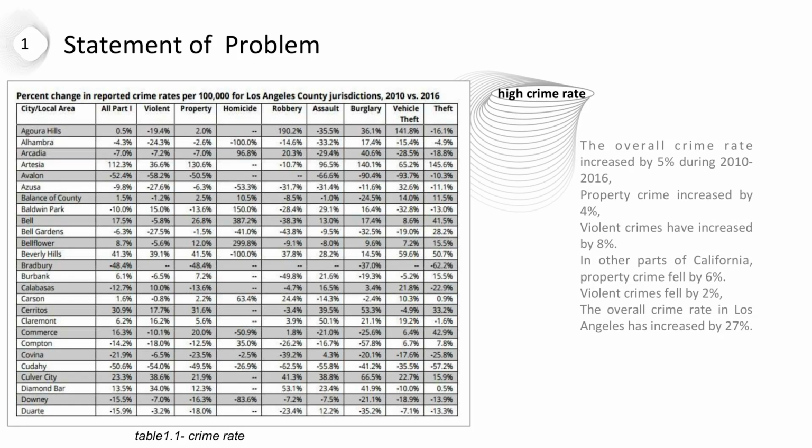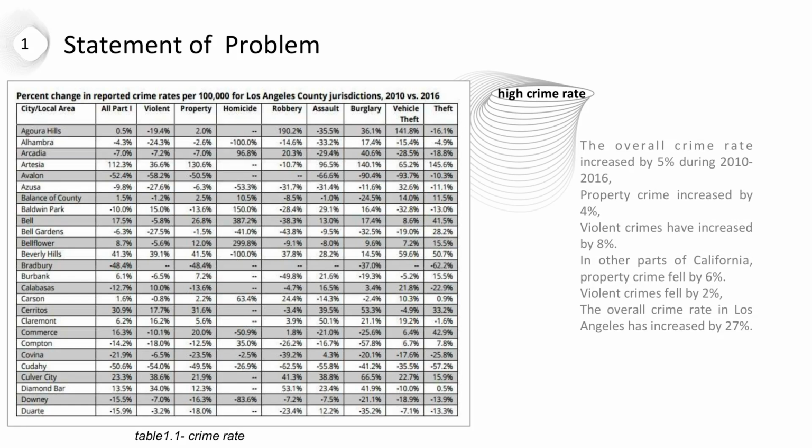The figures show that Los Angeles' overall crime rate increased by 5% from 2010 to 2016. Property crime increased by 4%. Violent crimes have increased by 8%. In other parts of California, property crime rates fell by 6%. Violent crimes fell by 2%. The overall crime rate in Los Angeles has increased by 27%.